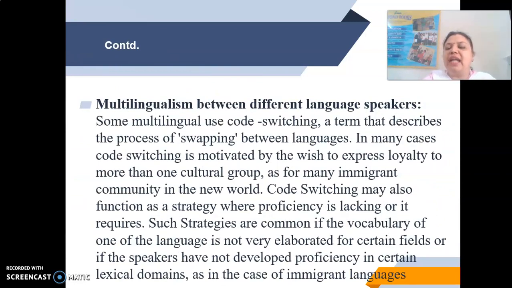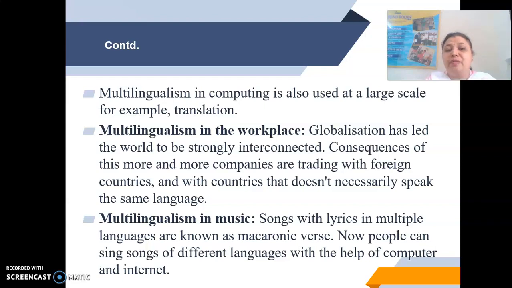Multilingualism between different language speakers. Code switching is a term that describes the process of swapping between languages. In many cases, code switching is motivated by the wish to express loyalty to more than one cultural group. As for many immigrant communities in the new world, code switching may also function as a strategy where proficiency is lacking or it is required. Such strategies are common if the vocabulary of one language is not very elaborated for certain fields, or if the speakers have not developed proficiency in certain lexical domains, as in the case of immigrant languages. It also helps in computing at a large scale, for example, translation.